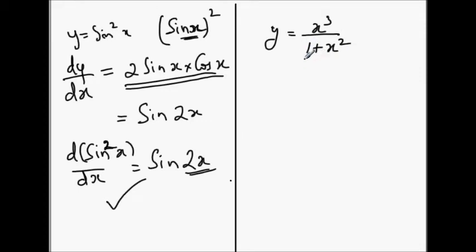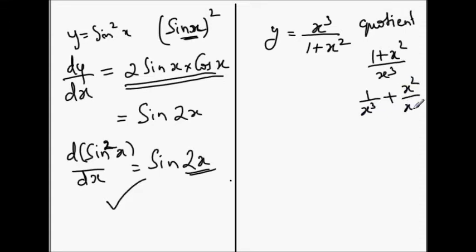The next one is x cubed over 1 plus x squared. You cannot do this in any other way other than the quotient rule, because if it was 1 plus x squared over x cubed, you could have taken 1 over x cubed separately and then x squared over x cubed, and then you could have used the power rule to find the derivative of each term. That was simple. But the case here is x cubed over 1 plus x squared, and you cannot divide x cubed by 1 plus x squared and separate it into polynomials. So the best option is using the quotient rule.